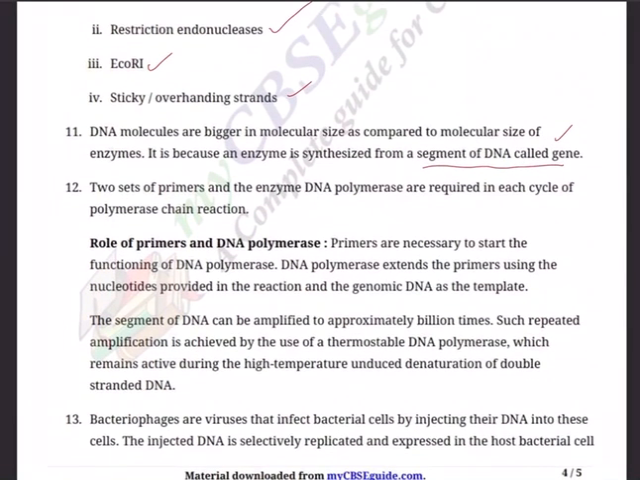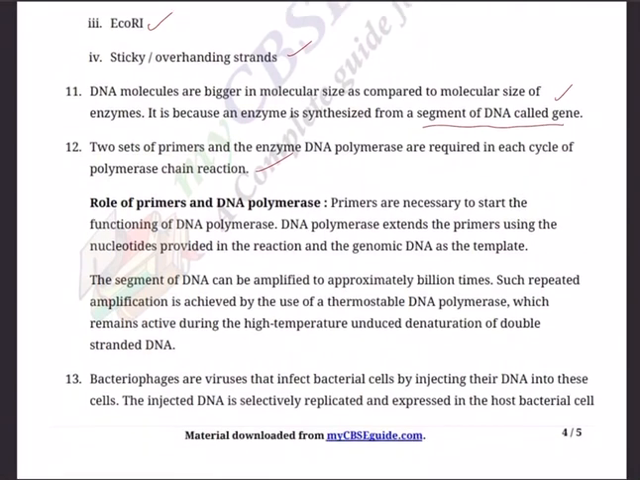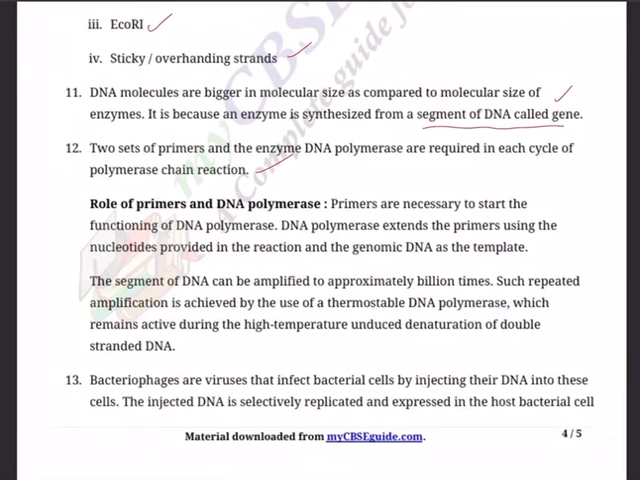Now question number 12, two sets of primers and the enzyme DNA polymerase are required in each cycle of the polymerase chain reaction. What is the role of primers? Primers are necessary to start the functioning of DNA polymerase. DNA polymerase extends the primers using the nucleotides provided in the reaction and the genomic DNA as the template. Again, you have to draw the diagram for this answer. Just by reading you will not understand. You have to draw the diagram of a primer and extension of the primer. Then only you will understand this.